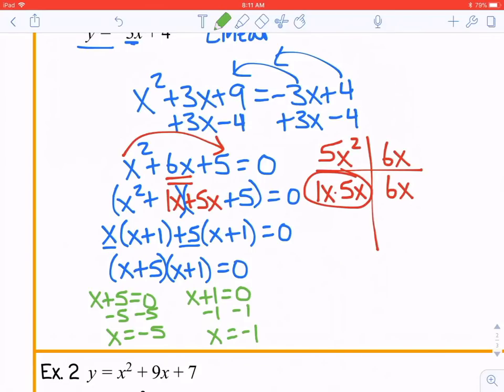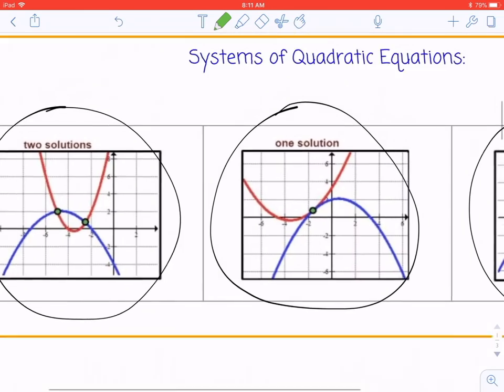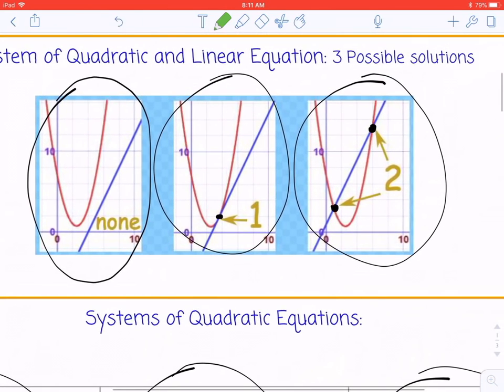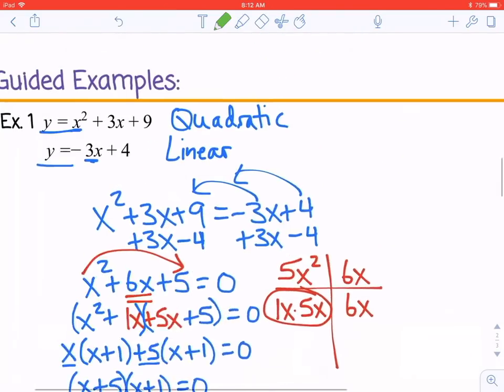Now we need to think of what a system of equations means. It means that this is two graphs. And we can tell by our solution so far that we have two points where they're going to touch, but we only have x values.